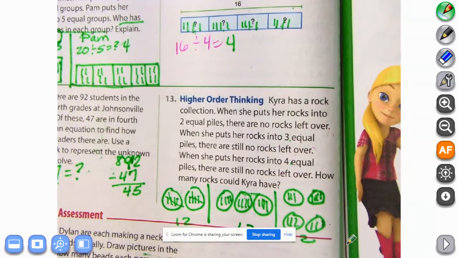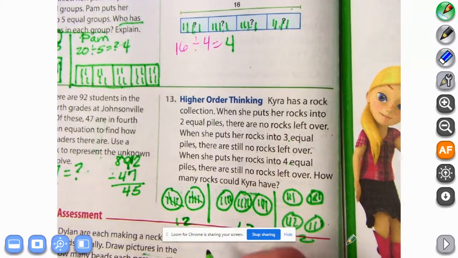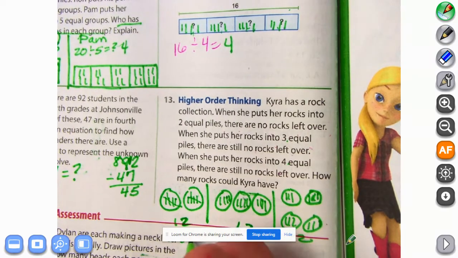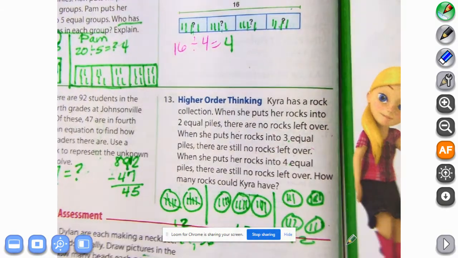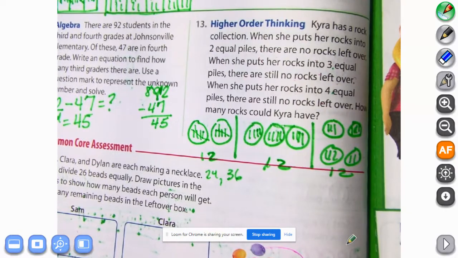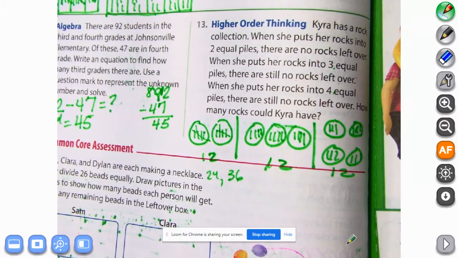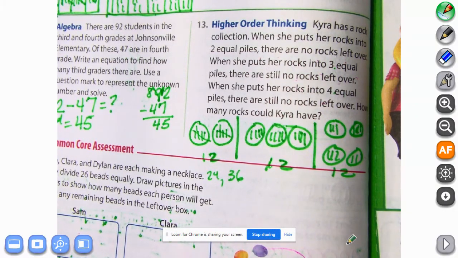You could also go 24, or you could do 36. You could do any of those and still have no rocks left over, even though you're doing them in different piles.